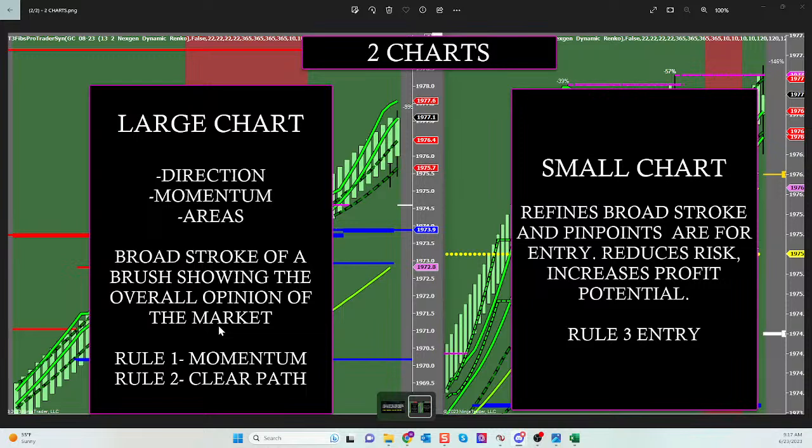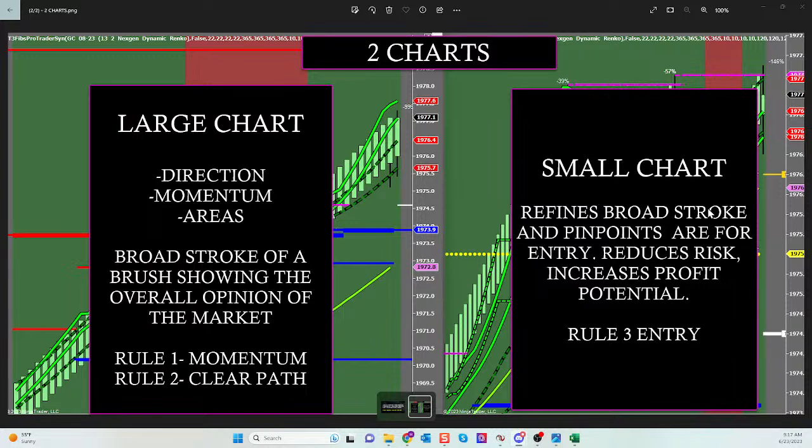It's like the general temperature of the market. It's showing the overall opinion of the people that are in charge. When the rules are met on the large chart, when rules 1 and 2, when you have the advantage of momentum, you have the advantage of a clear path, you're going to turn your attention to a small chart. And this small chart is going to refine that broad stroke of a brush. What happens in only 1 bar on the 13.2 happens typically in 15 to 30 bars on the smaller, faster chart. You're taking that broad stroke and you're refining it, and you're going to be able to pinpoint the area where the market is likely to continue.